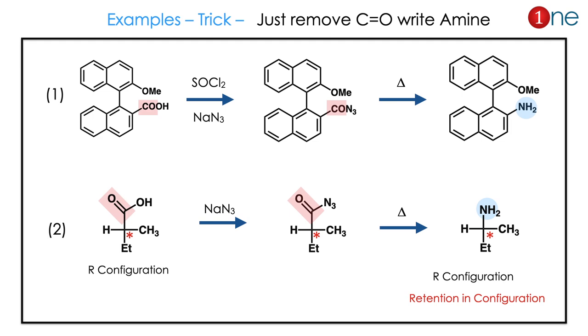It's easy. Second is retention of configuration. First you are using the chiral carbon. You convert acid into azide, then the Curtius rearrangement. Here the R configuration doesn't change. Retention of configuration occurs.